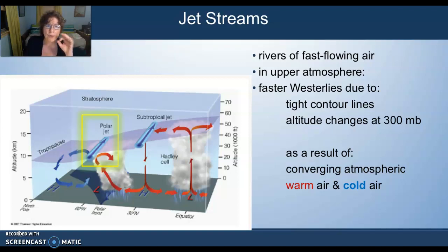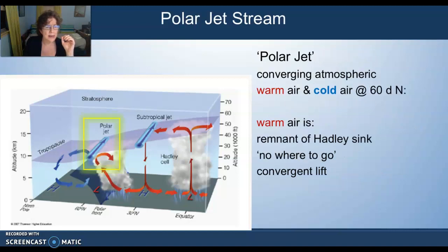In the polar cell, this change in temperature is due to converging warm and cold air. And we need to look at that to understand what we're talking about in regards to a jet stream. So let's look at it a little bit deeper.